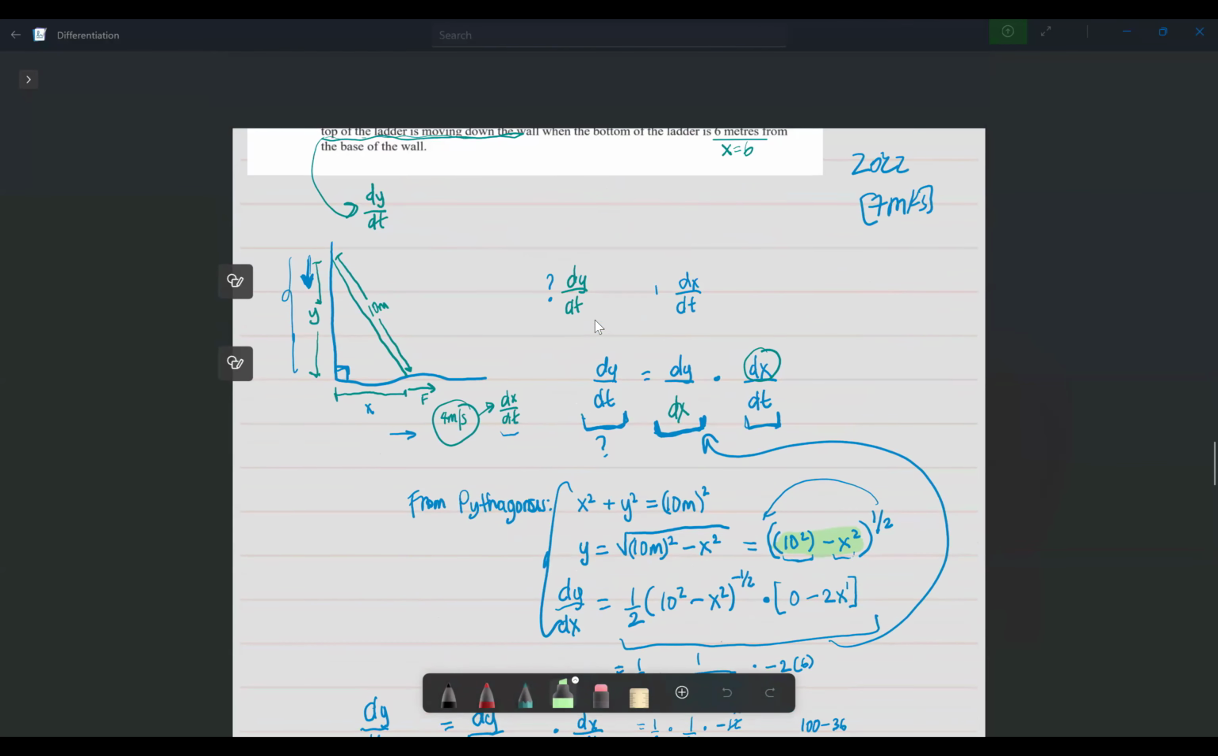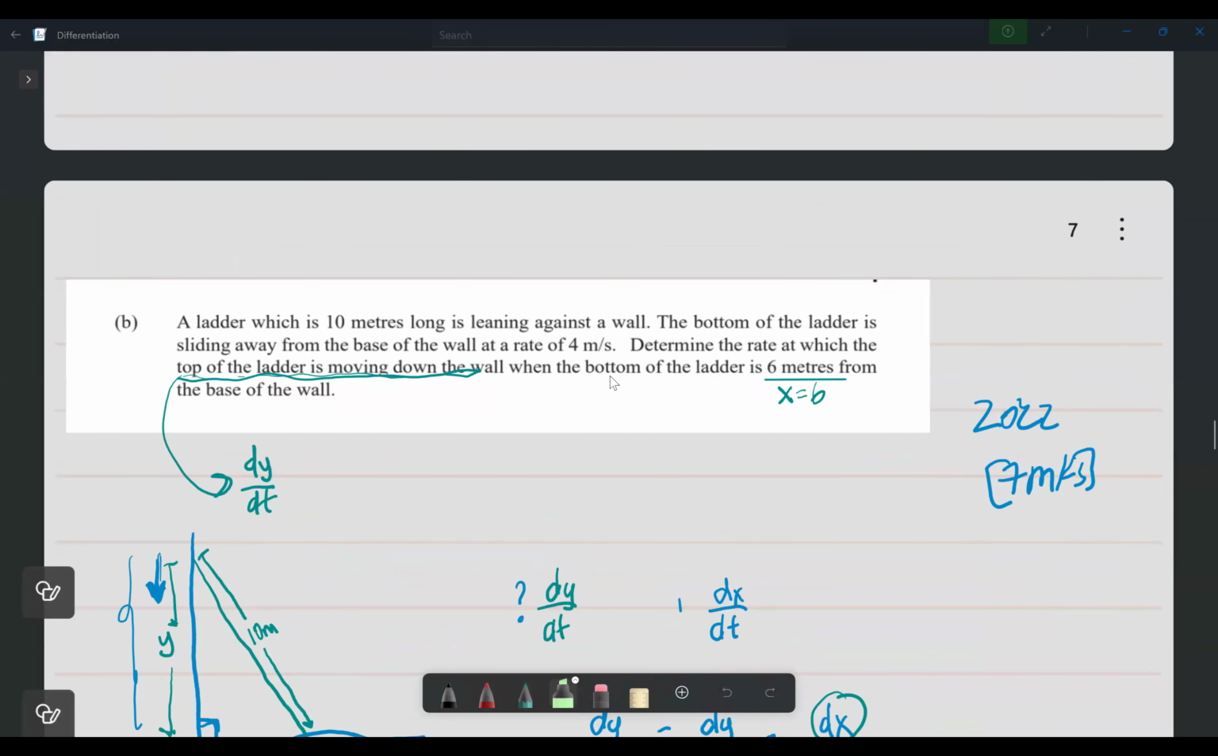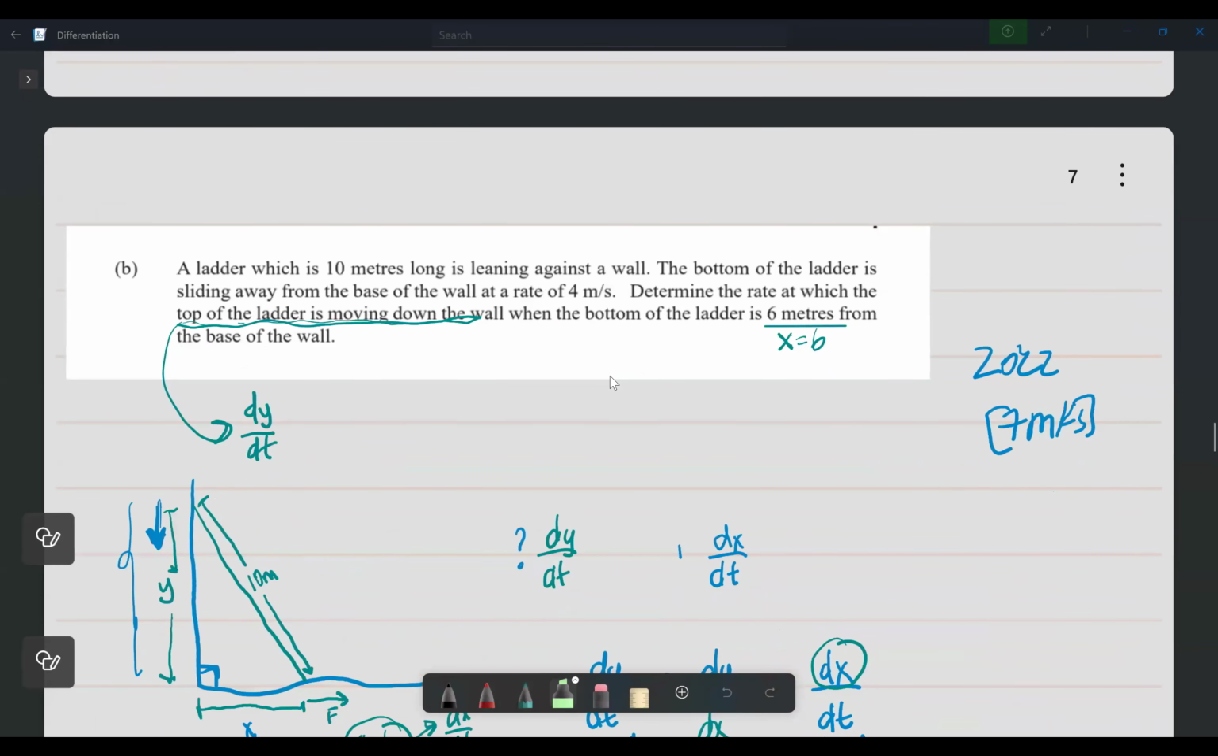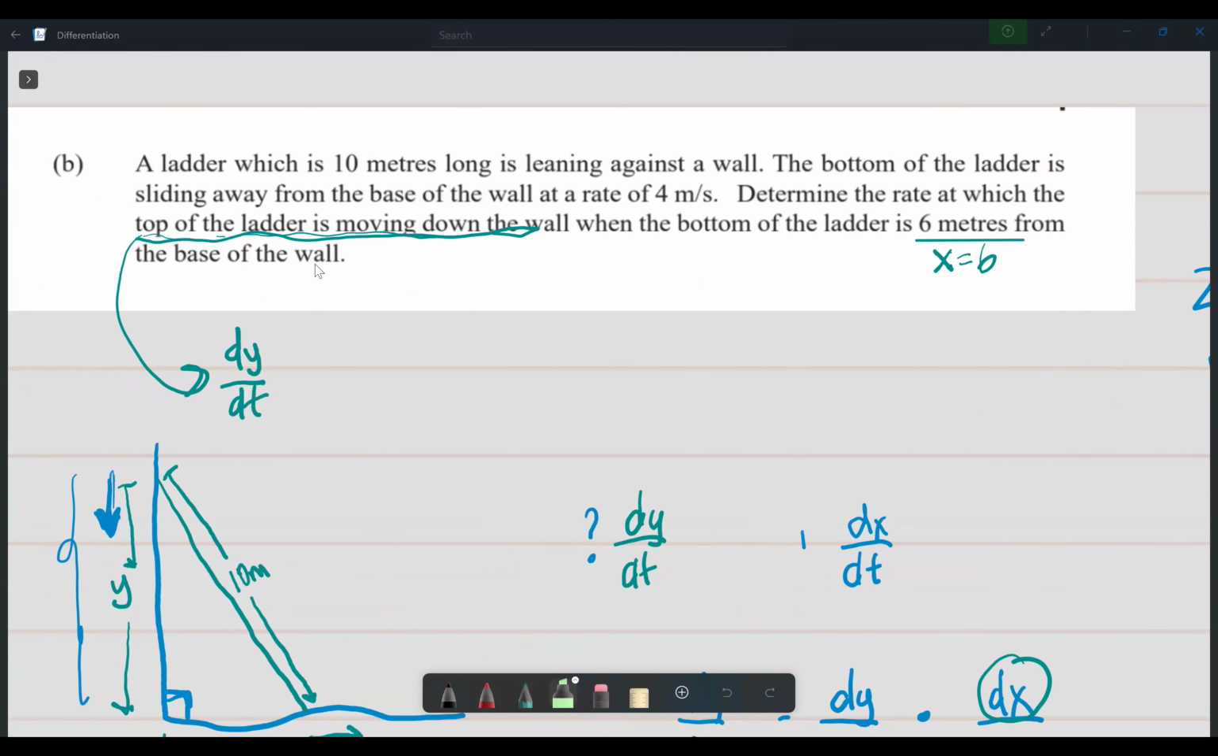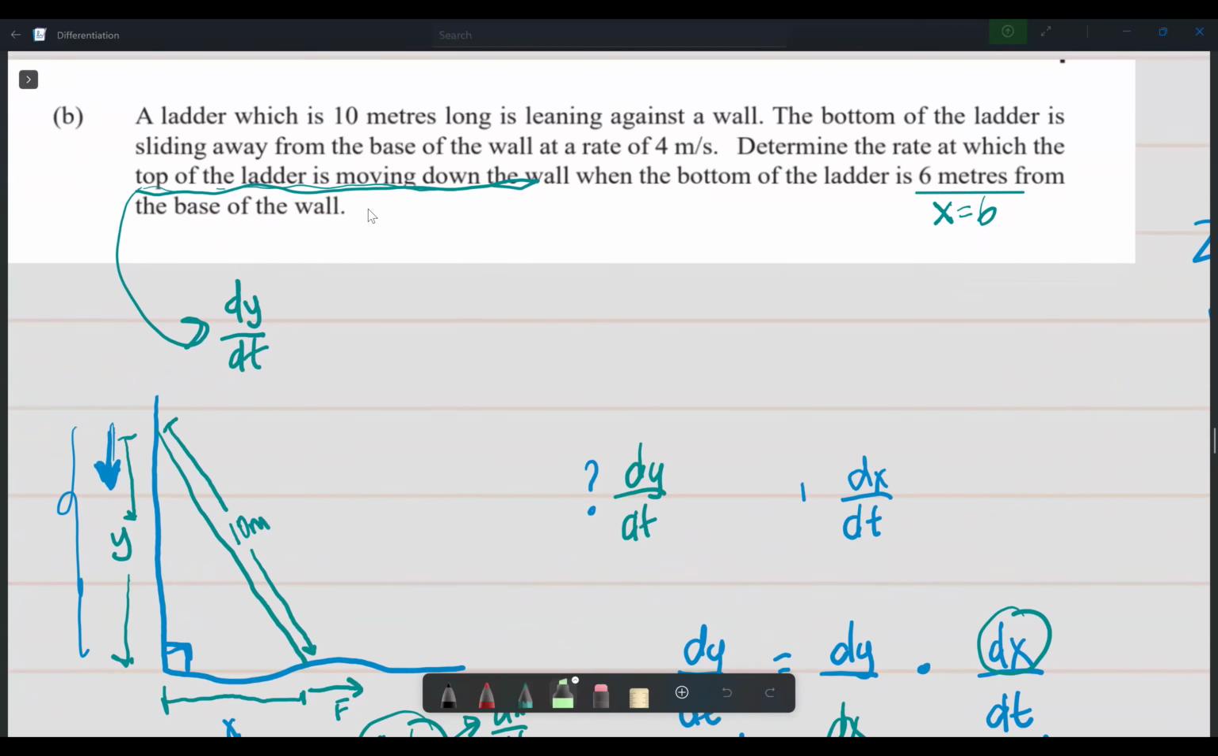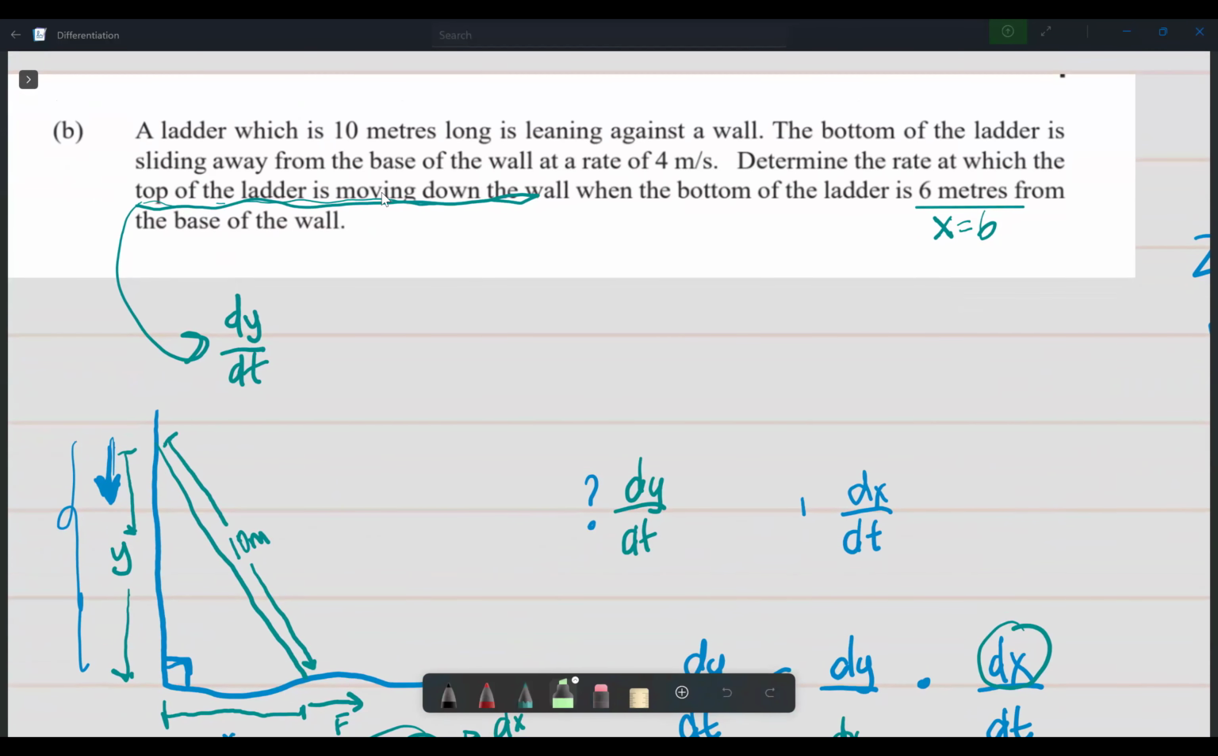For differentiation, the questions only get really difficult whenever it's worded and their job is to interpret the words. So it says a ladder is 10 meters long and it is leaning against a wall. The bottom of the ladder is sliding away from the base of the wall at a rate of 4 meters per second. Determine the rate at which the top of the ladder is moving down the wall when the bottom of the ladder is 6 meters from the base of the wall.